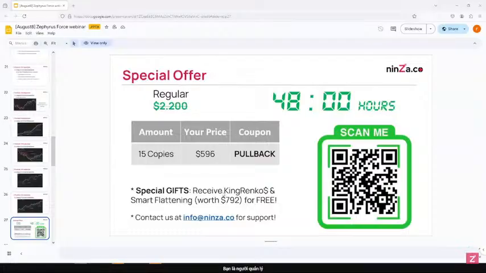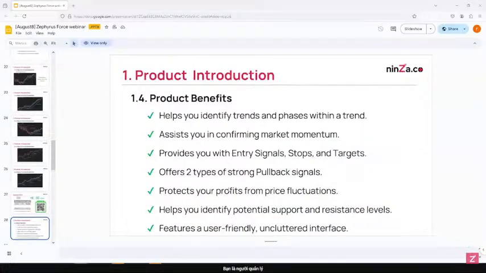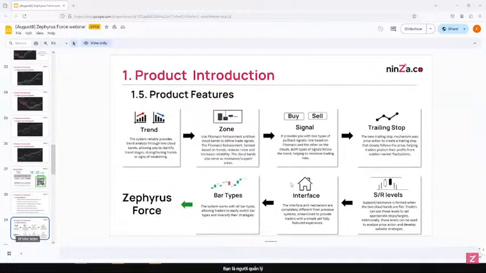Okay, so we've seen that. We know that two types of pullbacks, again, Fibonacci and the PA pullback. I think I covered everything.